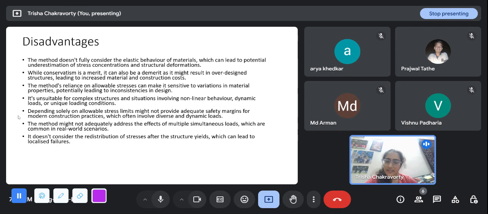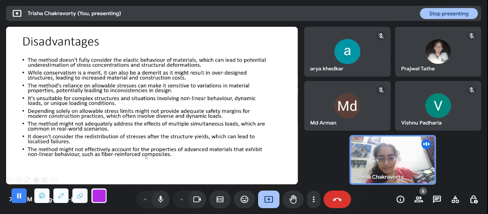It doesn't consider the redistribution of stresses after the structure yields. Again, none of the material is going to yield at all. The yield strength is what we consider the maximum one, and when we are designing, we don't let the structure actually reach its maximum stress. So it doesn't go up to yield. It's as if the structure is non-existent after it yields. So the redistribution of stresses is also not accounted for in this method.